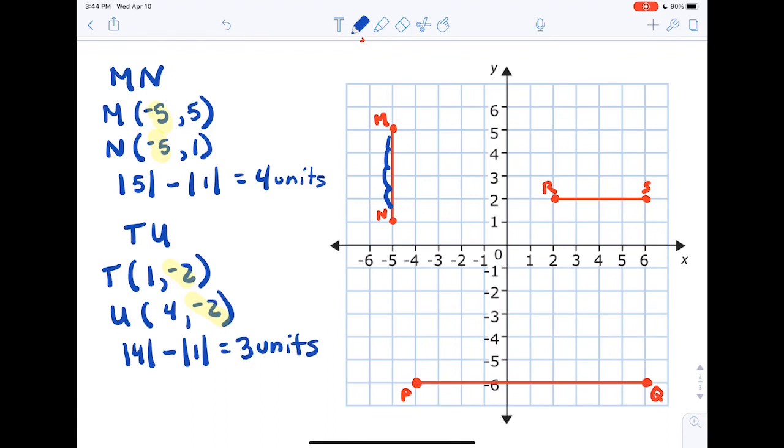Now I can check that on my graph. So T was 1, negative 2, that's right here, and U is 4, negative 2, which is right here. And so here's my line. And if I add that up, 1, 2, 3 units. And so I know I'm right. You could practice with these other two lines right here, R to S and P to Q, if you want a little more practice.